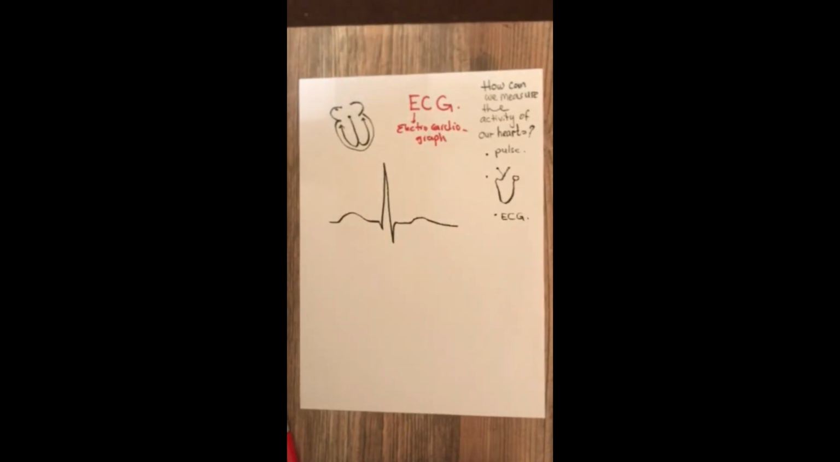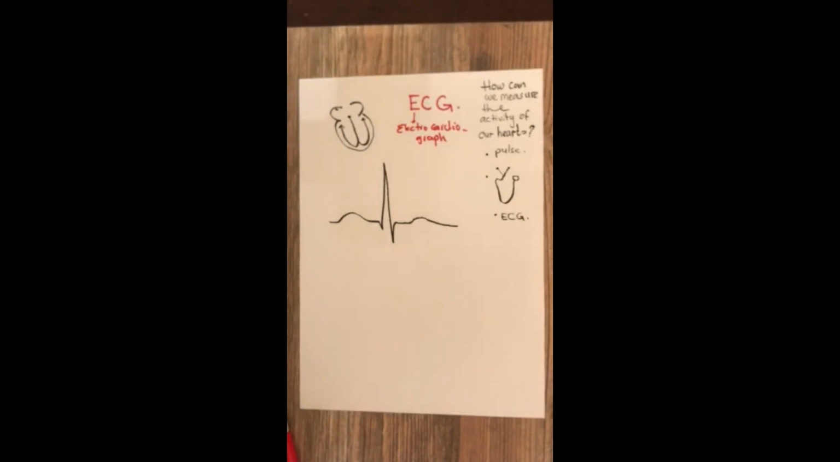Can we measure the activity of our hearts? We have three ways: first, by measuring the pulse; second, by using a stethoscope; or third, by ECG, which is the electrocardiograph.